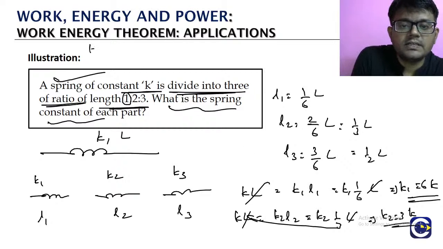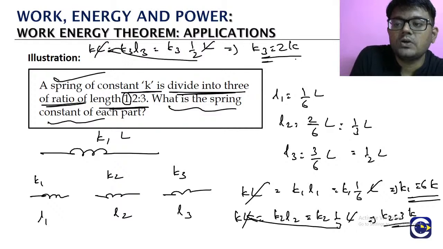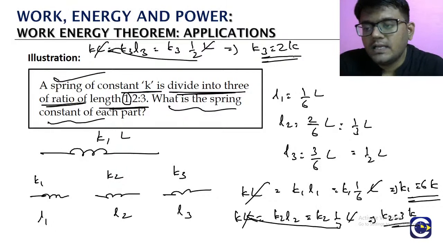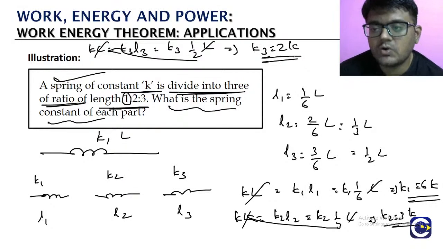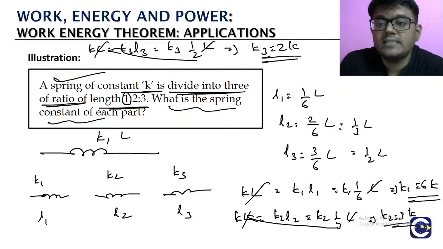Now comes the third. K into L is equal to K3 into L3. But what is L3? 1/2 L. L will get cancelled, and 2 will go to the numerator. So K3 is equal to 2K. So look at this. What is the result for K1, K2 and K3? K1 is equal to 6K, K2 is equal to 3K, and K3 is equal to 2K.